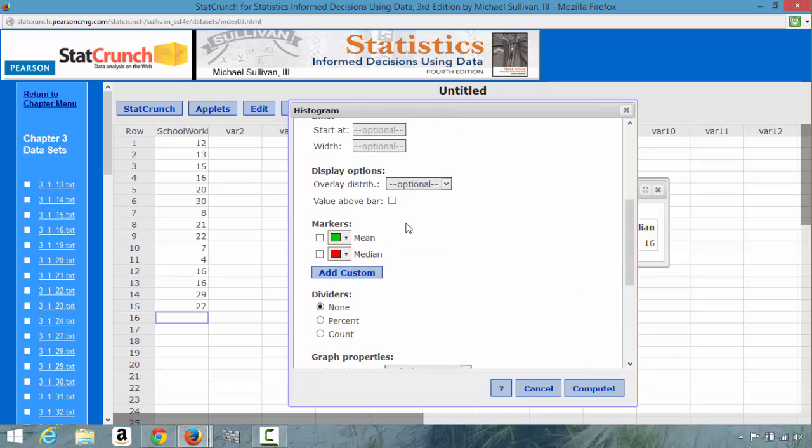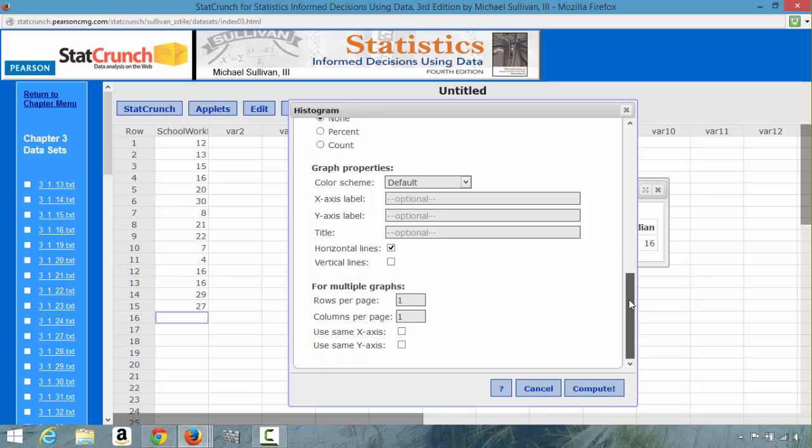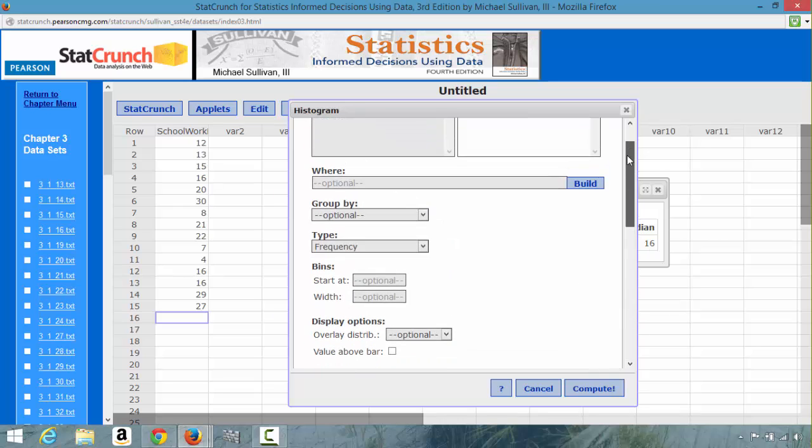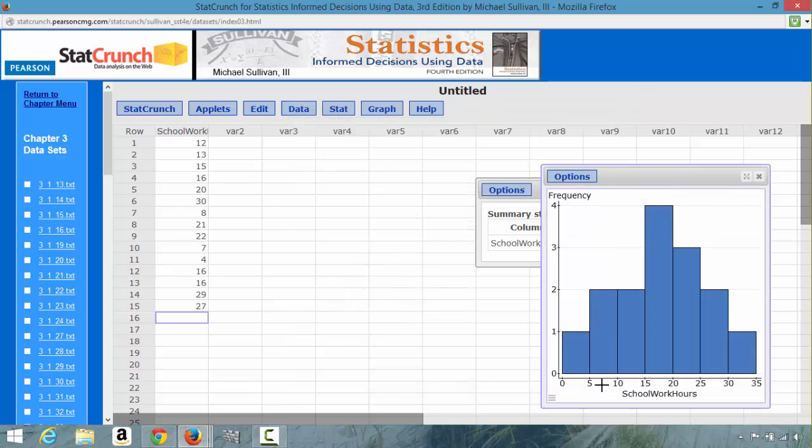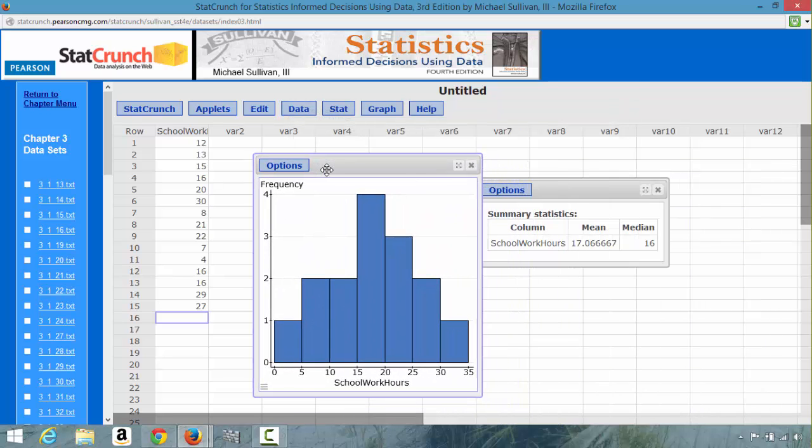If you want the value above the bar, you check this. Otherwise, you don't need to check it. So this is all you need to check right here, and you click compute. And this is the histogram right here.